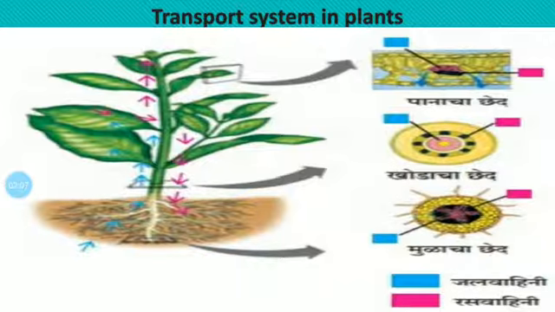So friends, we have to observe the transport system in plants. For this observation, the selected plant is pumpkin. You know about pumpkin, भोपळ्याची वेल. So take a pumpkin stem having 2 to 3 leaves.